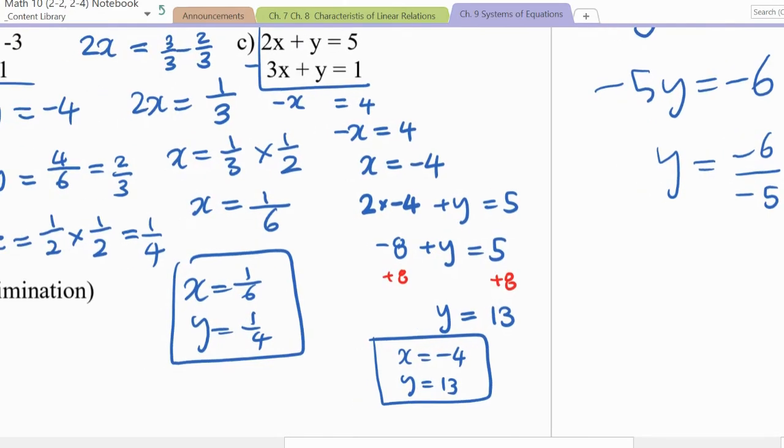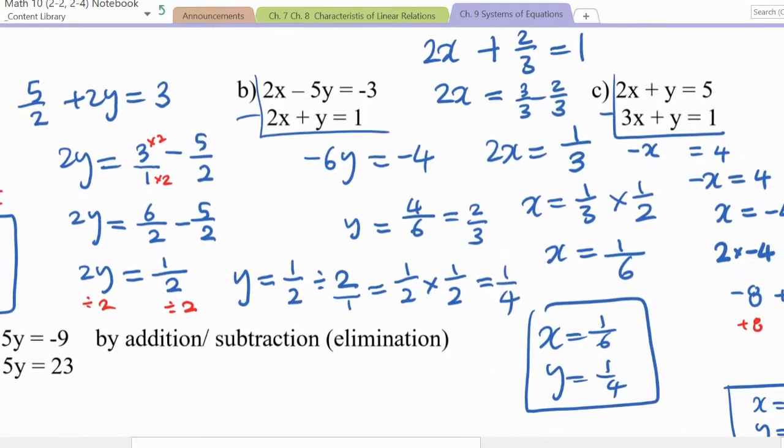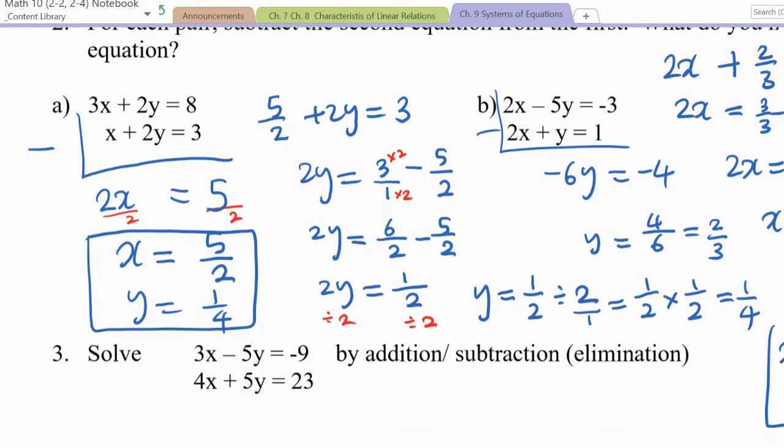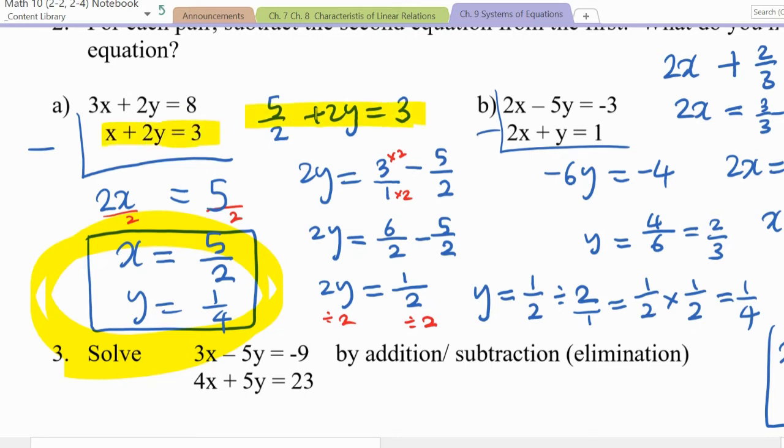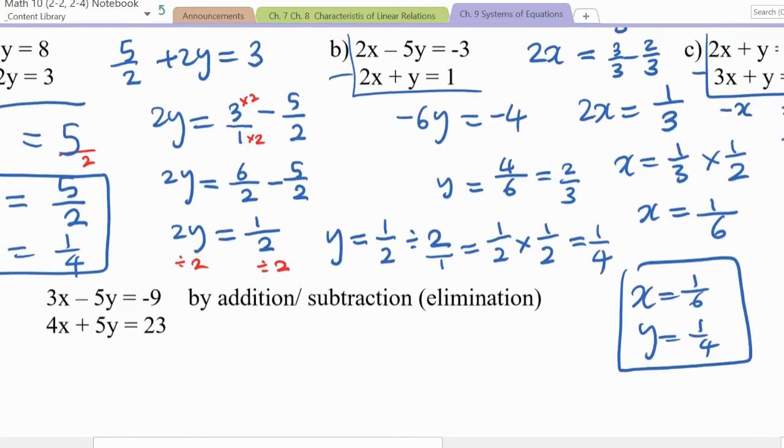Okay, how would you verify the answer? You can simply plug this into one of those equations. You solved for y using this one, right? So you can simply plug x and y into the first equation and check if the answer is 8. That's how you verify the solution, by plugging back in.